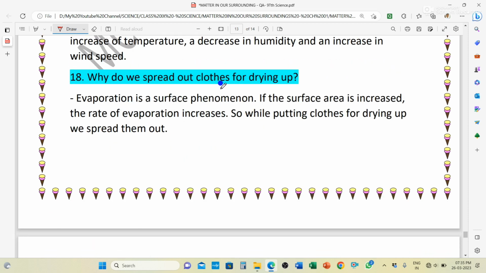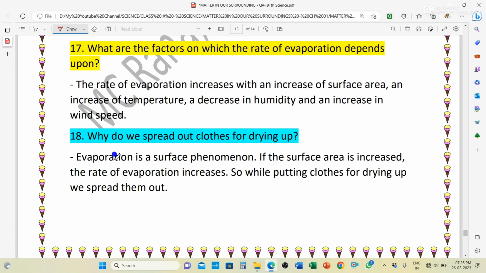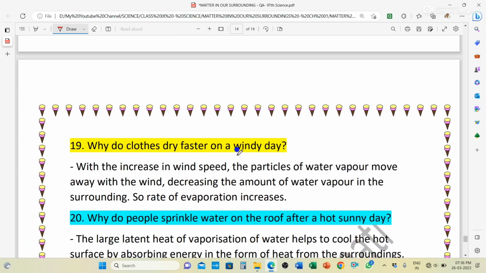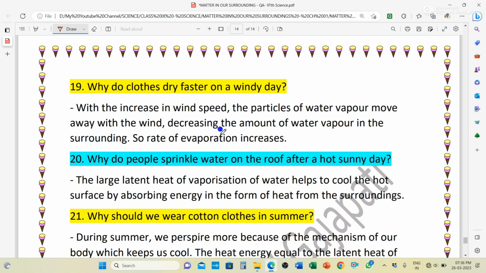Why do we spread out clothes for drying? Evaporation is a surface phenomenon. If the surface area is increased, then the rate of evaporation also increases. So while putting clothes out for drying, we spread them out in order to increase the surface area. If the surface area increases, the rate of evaporation will also increase, so they will dry faster. Why do clothes dry faster on a windy day? The rate of evaporation also depends upon the speed of wind. If the speed of wind increases, then the rate of evaporation will also increase.